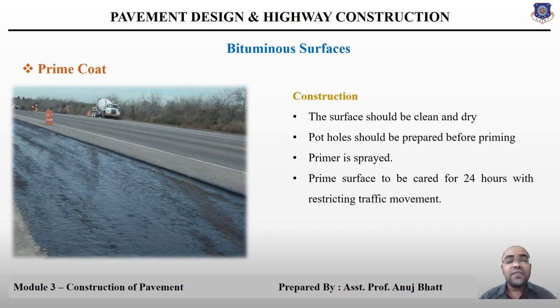So this is what the prime coat construction says: you have to make the surface clean and dry. Then, if there are any potholes, you have to repair them, and then you can spray the bitumen with a mechanical sprayer. But this has a limit on the rate, that is 7.3 to 14.6 kilograms per 10 square meter area. This is the rate of application, so that it can spread smoothly on the surface. And after spraying, you have to keep it for 24 hours to get cured.